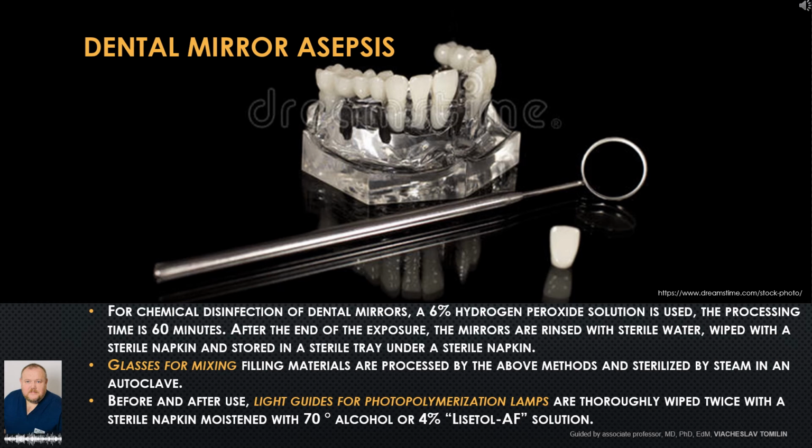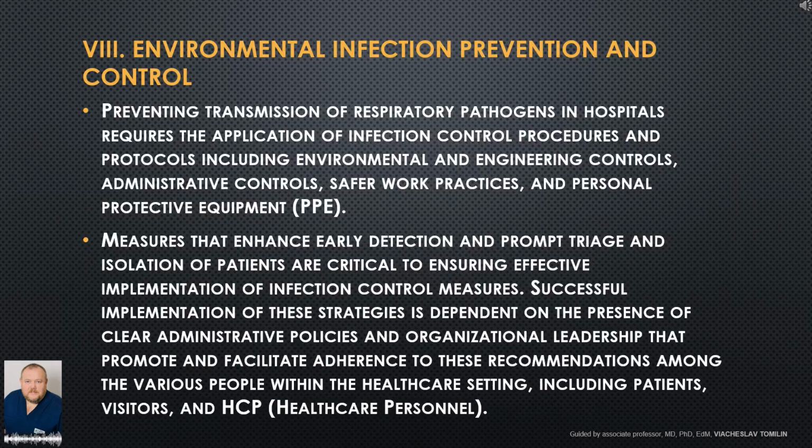Glasses for mixing filling materials are processed by the above methods and sterilized by steam in an autoclave. Before and after use, light guides for photopolymerization lamps are thoroughly wiped twice with a sterile napkin moistened with 70 degree alcohol or 4% Lacetol AF solution.